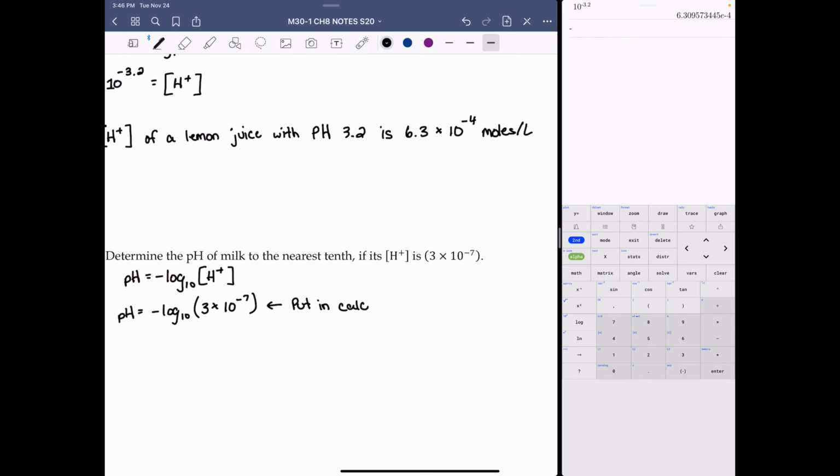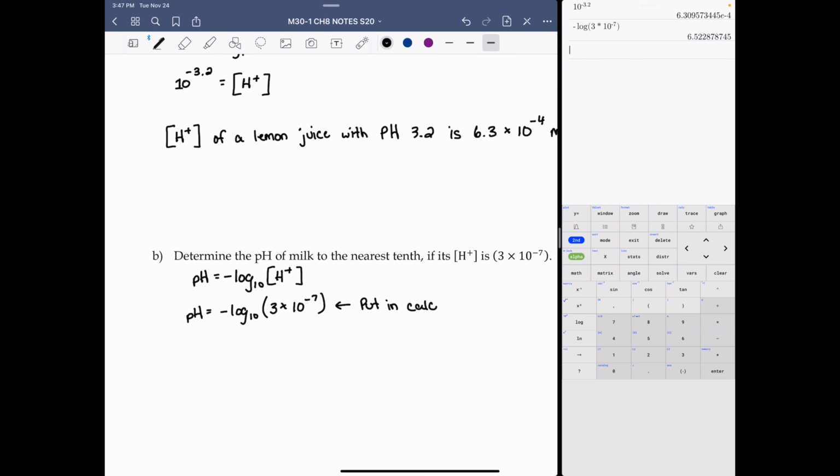Negative, it's log base 10, so I can just use the log button. 3 times 10 to the power of negative 7. Make sure that's all in the brackets. Enter, we get 6.5228... So our pH of milk with a hydrogen ion concentration of 3 times 10 to the power of negative 7 is, rounded to the nearest tenth, 6.5.